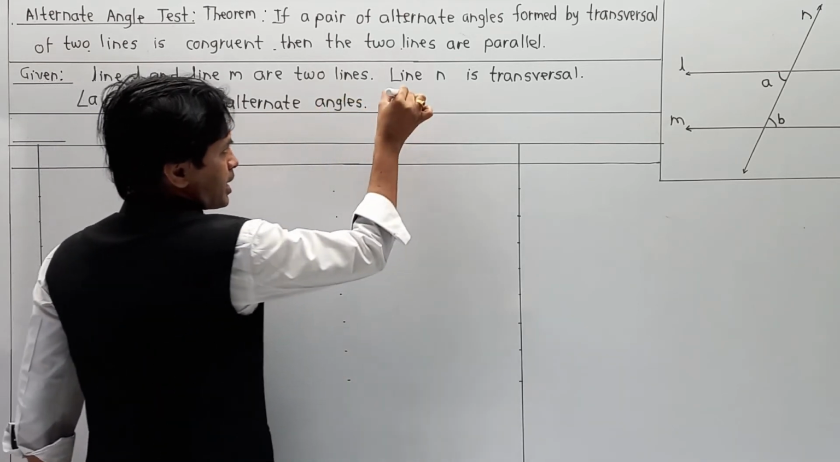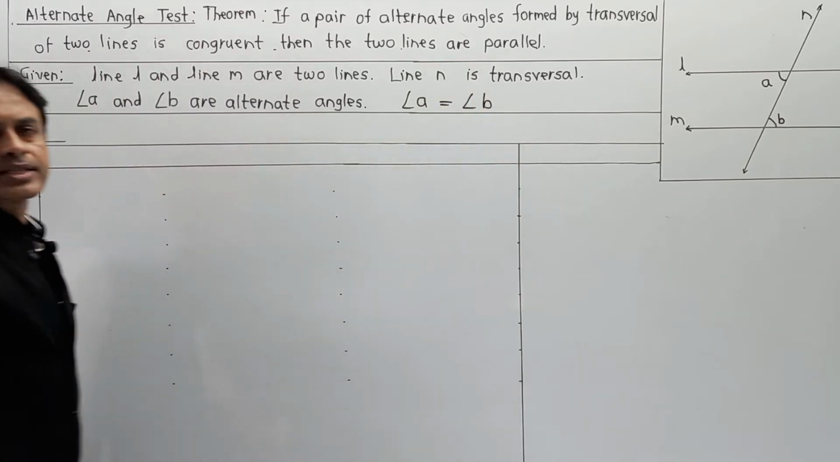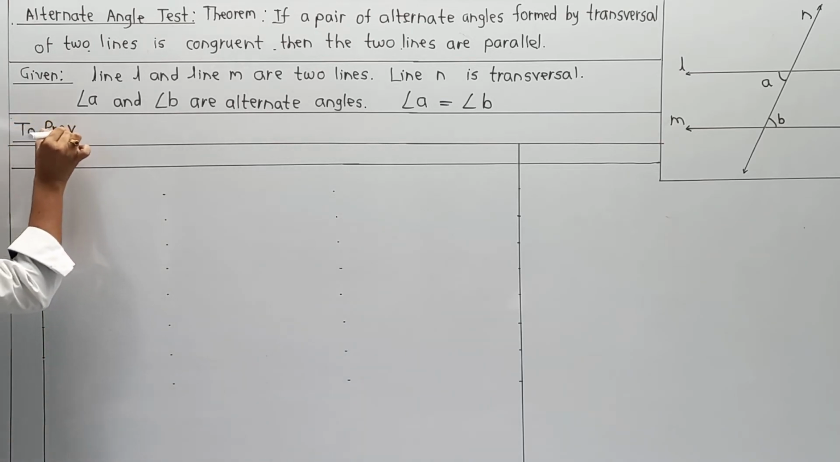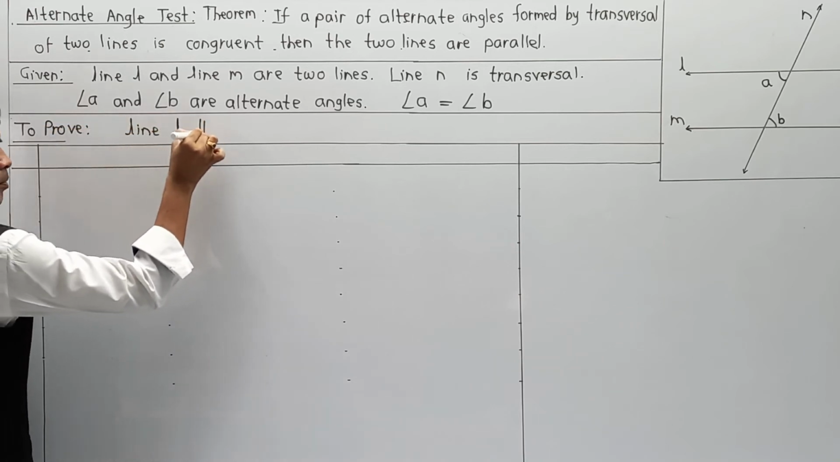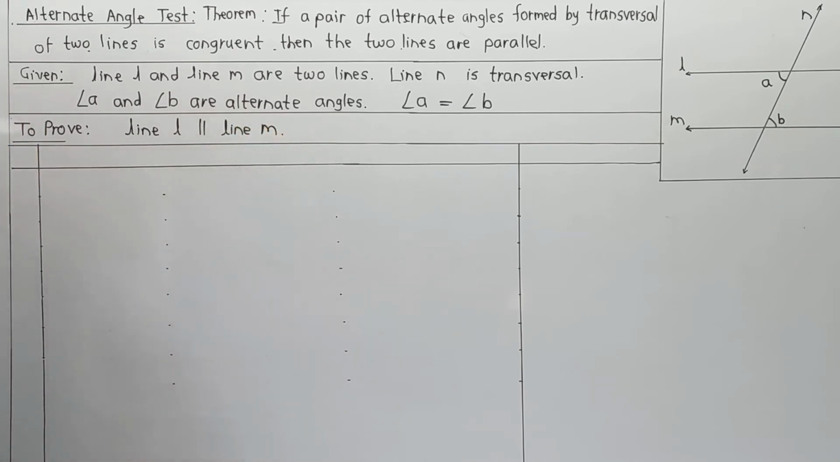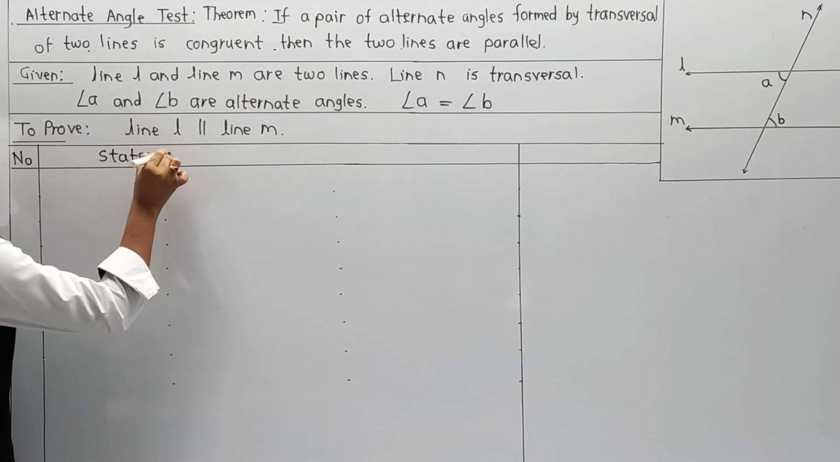Also they have given angle A is equal to angle B, which means alternate angles are congruent. Then we have to prove that the lines are parallel. Means to prove, we have to prove line L parallel to line M. That is the part we have to prove over here. In that case, we are going to write in the form of number, statement and reason.